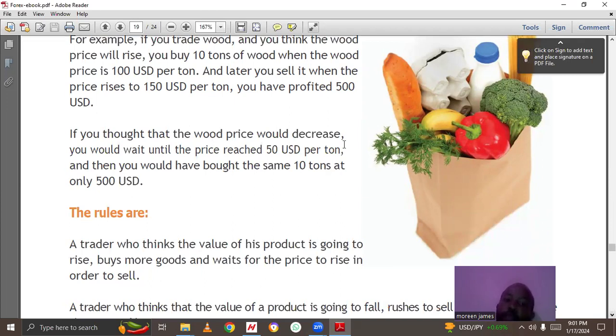If you thought that the wood price would decrease, you would wait until the price reached 50 USD per ton. Then you would buy the same 10 tons at only 500. So if it's going down, since now I don't have wood, I would wait for the price to go down, then buy more. I'll make another extra $500.